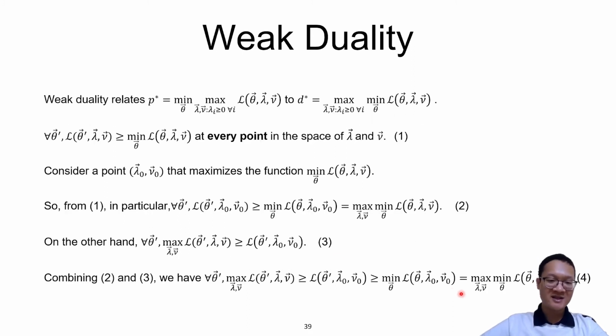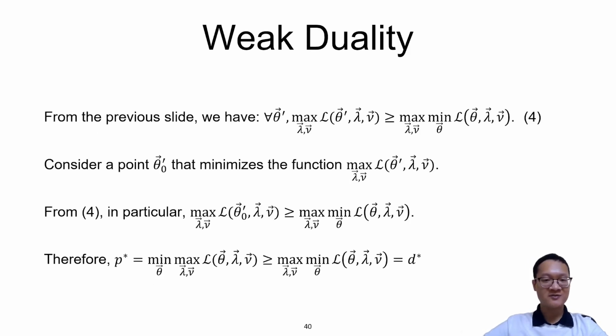Okay, so now we're just going to take the first term, greater than or equal to the last term, and copy it over to this slide. So we note that for any theta prime, this is true. That was from the last slide. Now consider a particular theta prime, one that minimizes this function. Remember that before the max, this function was a function of three variables, L of theta prime, lambda, nu. After we maximize over lambda and nu, this whole thing is just a function of one variable, one vector, so it's just a function of theta prime. So consider the theta prime that minimizes this function.